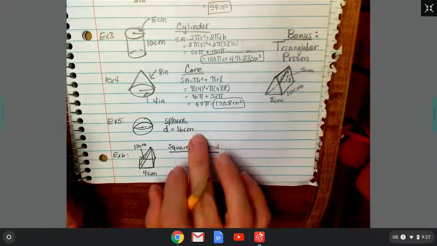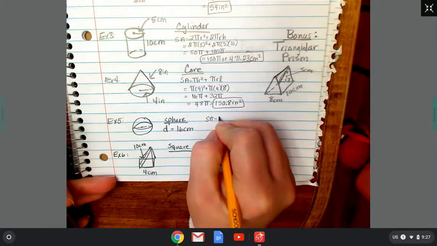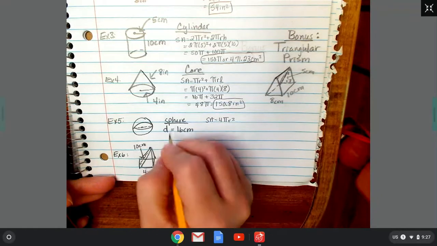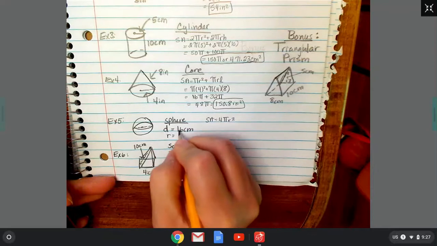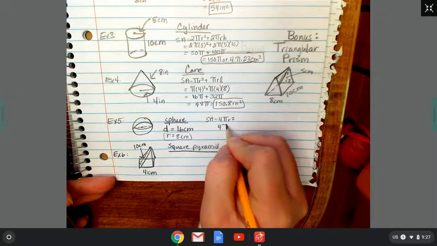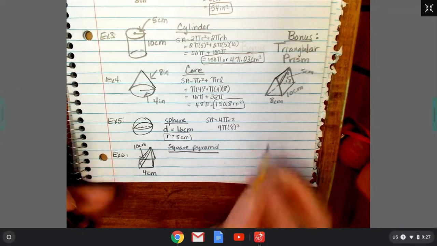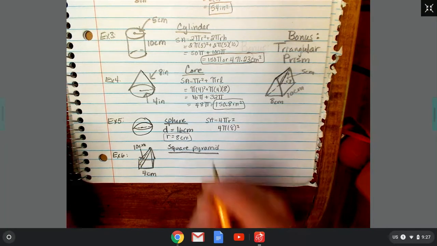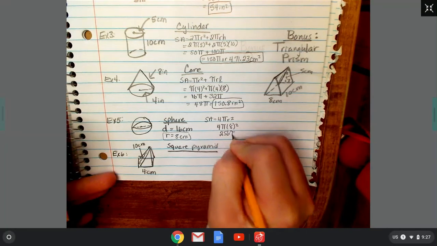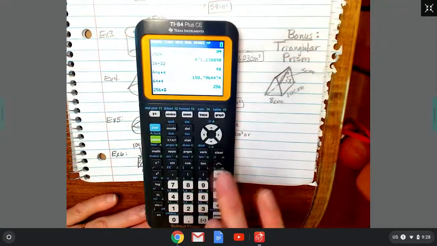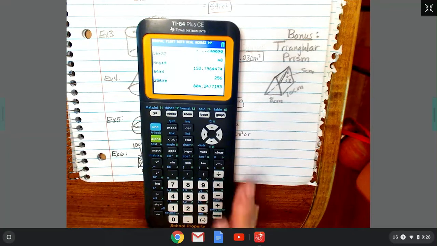All right, sphere. Sphere's real easy. It's 4 pi r squared. They're giving me the diameter is 16, so I do need to take half of that. Half of 16 is 8, so radius is what I'm going to use. 8 squared, 64. 64 times 4 is 256 pi centimeters squared, or 256 times pi. Now remember, if your calculator doesn't have a pi button, just approximate 3.14.